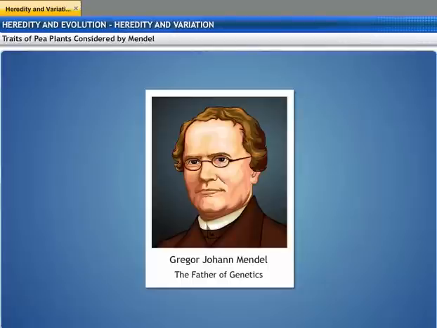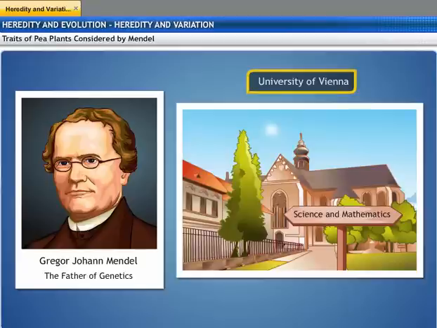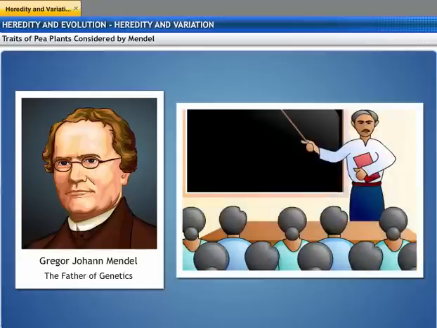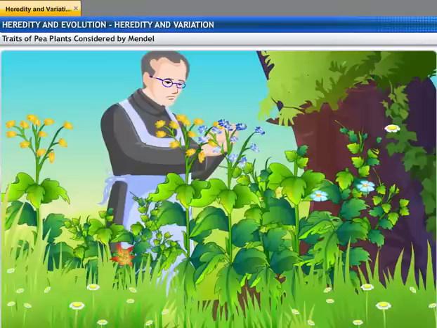Did you know that Mendel was educated in a monastery and studied science and mathematics at the University of Vienna. He wanted to be a teacher, but he failed the teaching examination. However, he did not lose hope. He returned to the monastery and started growing pea plants in the garden. Mendel blended his knowledge of science and mathematics to keep count of the pea plants exhibiting a particular feature in each generation.